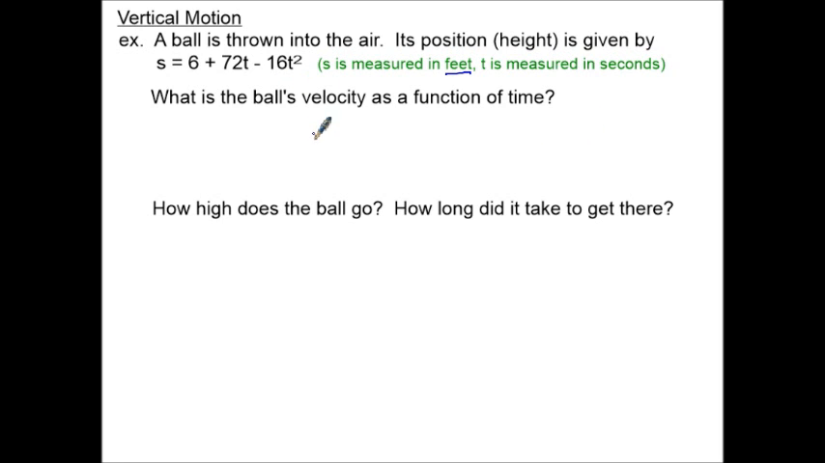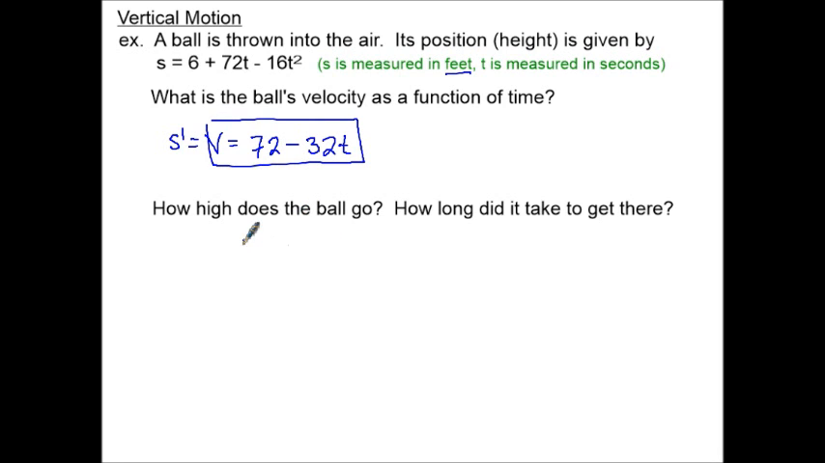Alright, but anyway, what's the ball's velocity as a function of time? Well, first of all, again, here's a position function, so the derivative of that is going to give me my velocity function. So in this case, here's my derivative. 6 goes away, the 72t becomes the 72, and then the 2 comes out in front, gives me a -32t. Alright, so there's my velocity function.